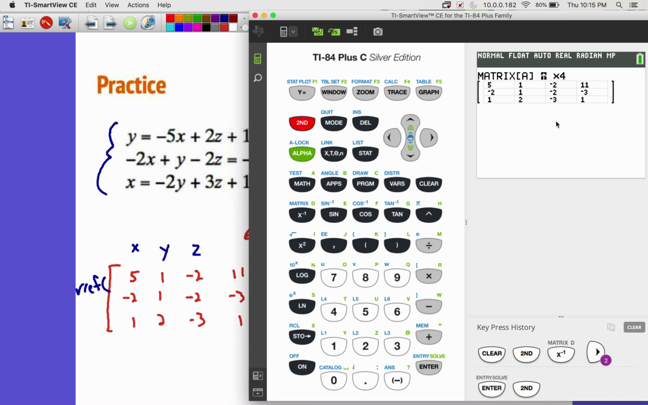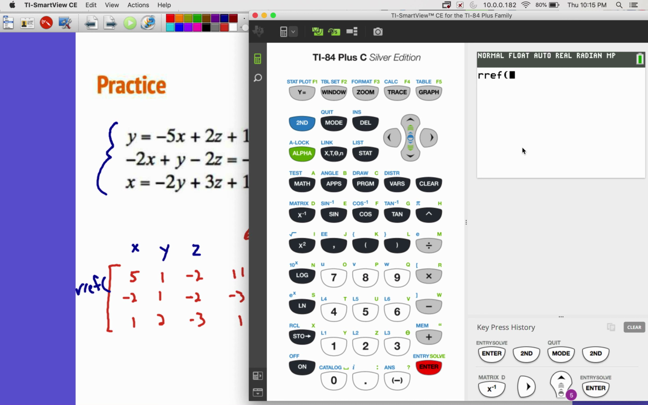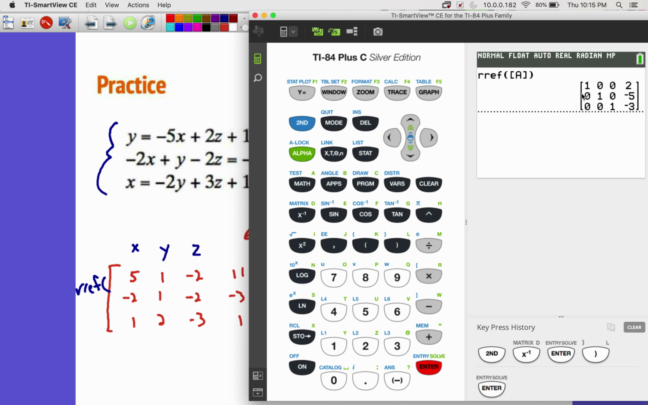Then you would leave this part of the calculator by hitting second quit, and then immediately go back into the matrix by doing second matrix. Go over to math. We want to pick reduced row echelon form, which is option B, and then into the matrix a third time to select the matrix that we just edited. Press enter, it runs that operation on the matrix and spits this out.